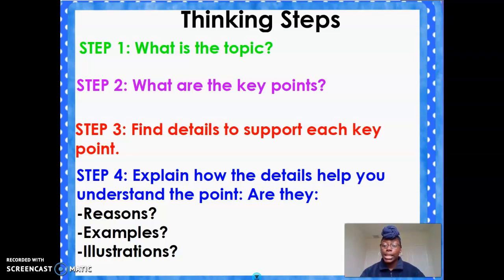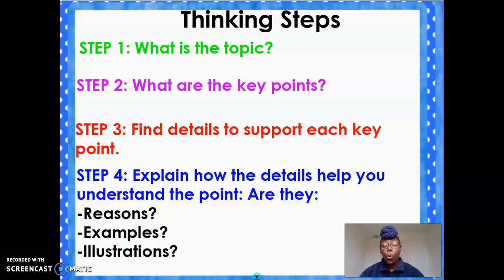That means we're going to look in our text and we're going to find specific text evidence. I want what the text says and the page number that supports our key points. And then step 4, you're going to explain how the details, which is our text evidence, helps you understand that key point. So you have to think, is the text evidence you found a reason? Is it an example? Or is it a picture illustration?